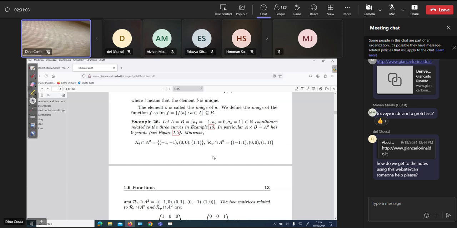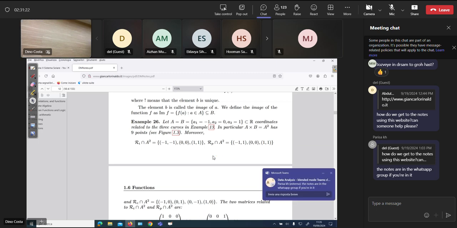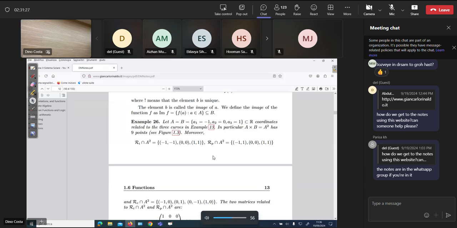So remember the picture. We have the parabola that passes through the origin with the vertex on the origin, y is equal to x squared. We have the circle and the identity function.